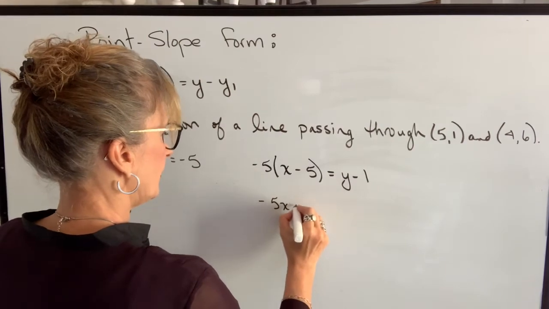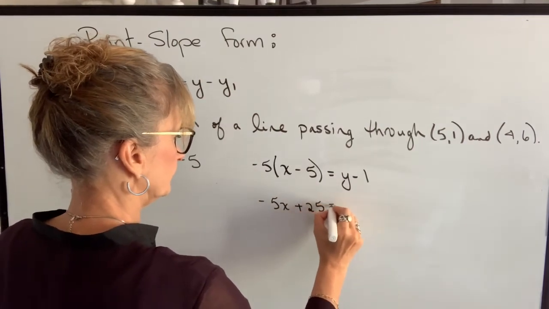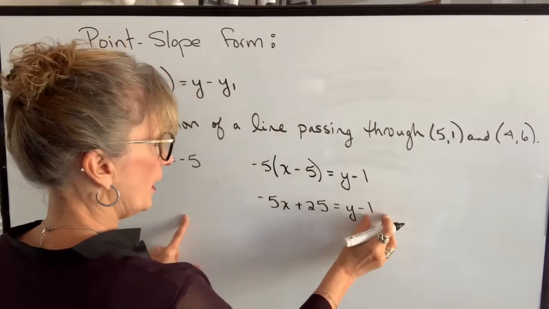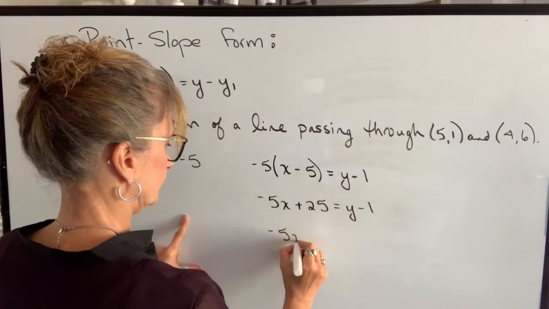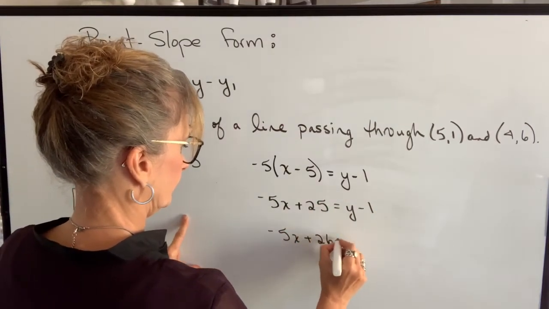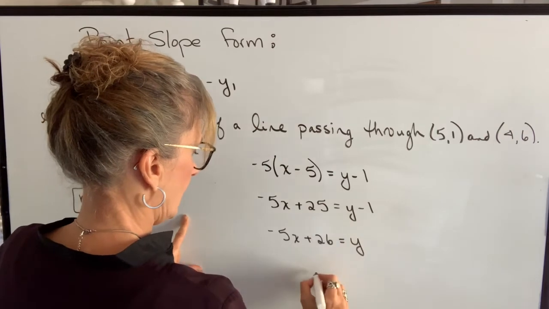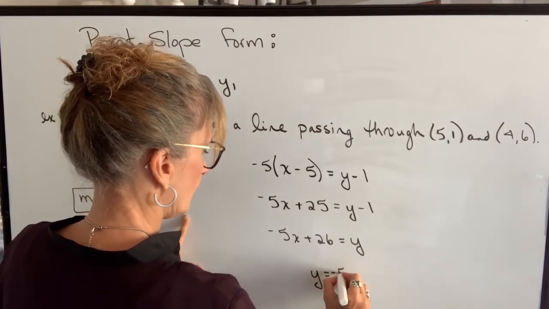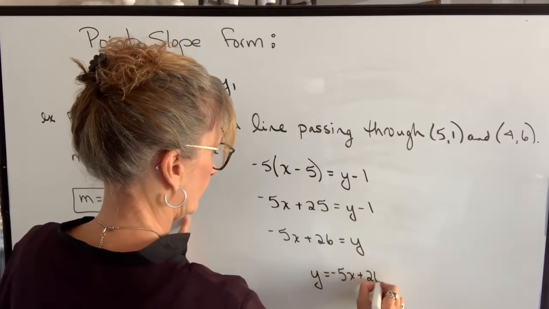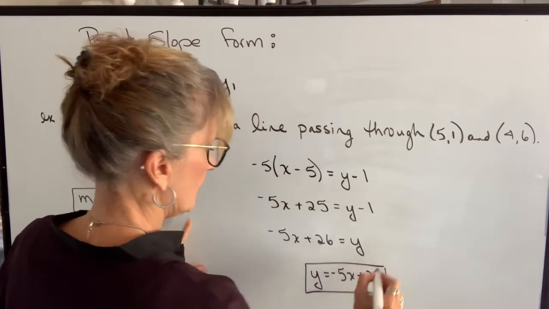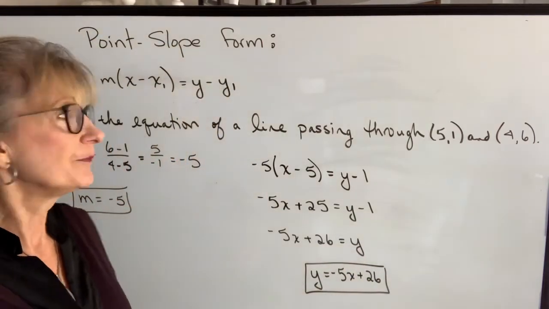And then we're going to clean this up and simplify it. So I'll distribute the negative 5. I'll add a 1 to both sides. And I like writing that in this form. So that's my equation, and we're done.